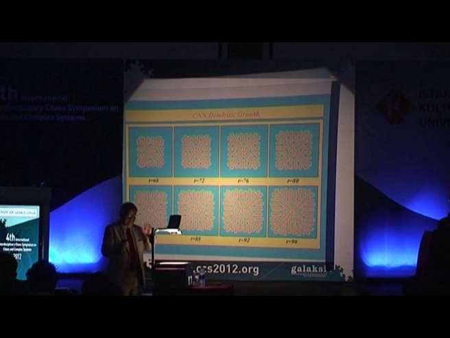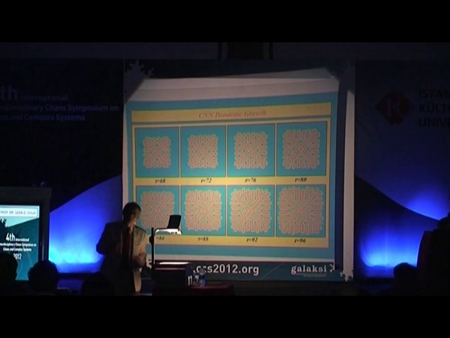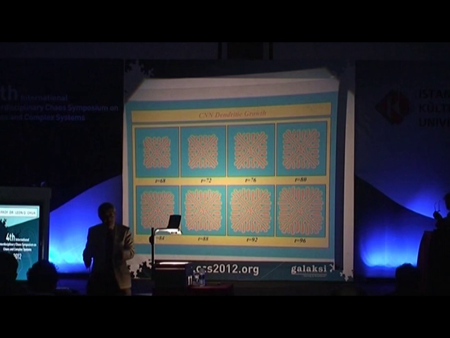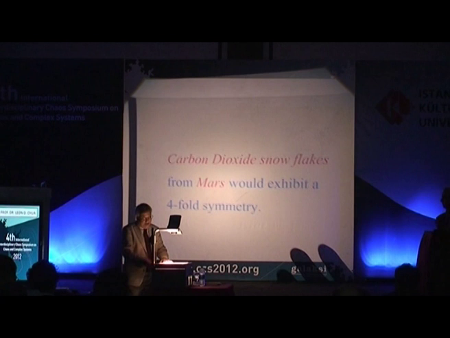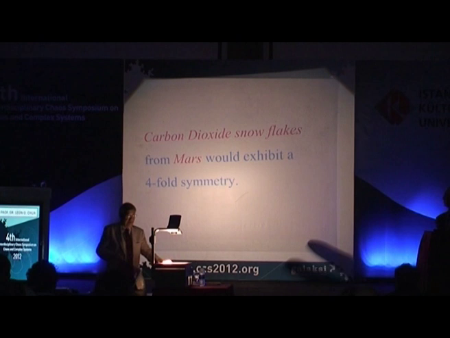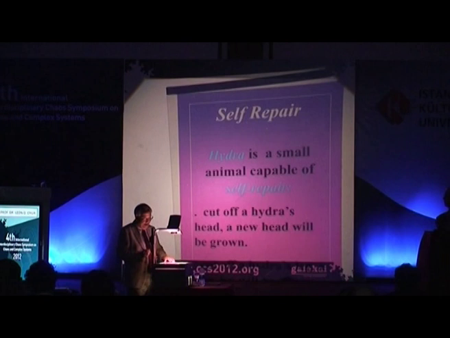And in fact, if you were so lucky to one day go to Mars, where Mars is full of carbon dioxide, the snowflakes you are going to see on Mars are going to look like that. We just have it on the Earth, we have the water, and so forth. So that's not important. The important thing is that you can generate dendrites by being locally active. Carbon dioxide snowflakes from Mars will exhibit a 4-fold symmetry, which you can see from the molecular structure of carbon dioxide. And finally, interesting, let's talk about self-repair.